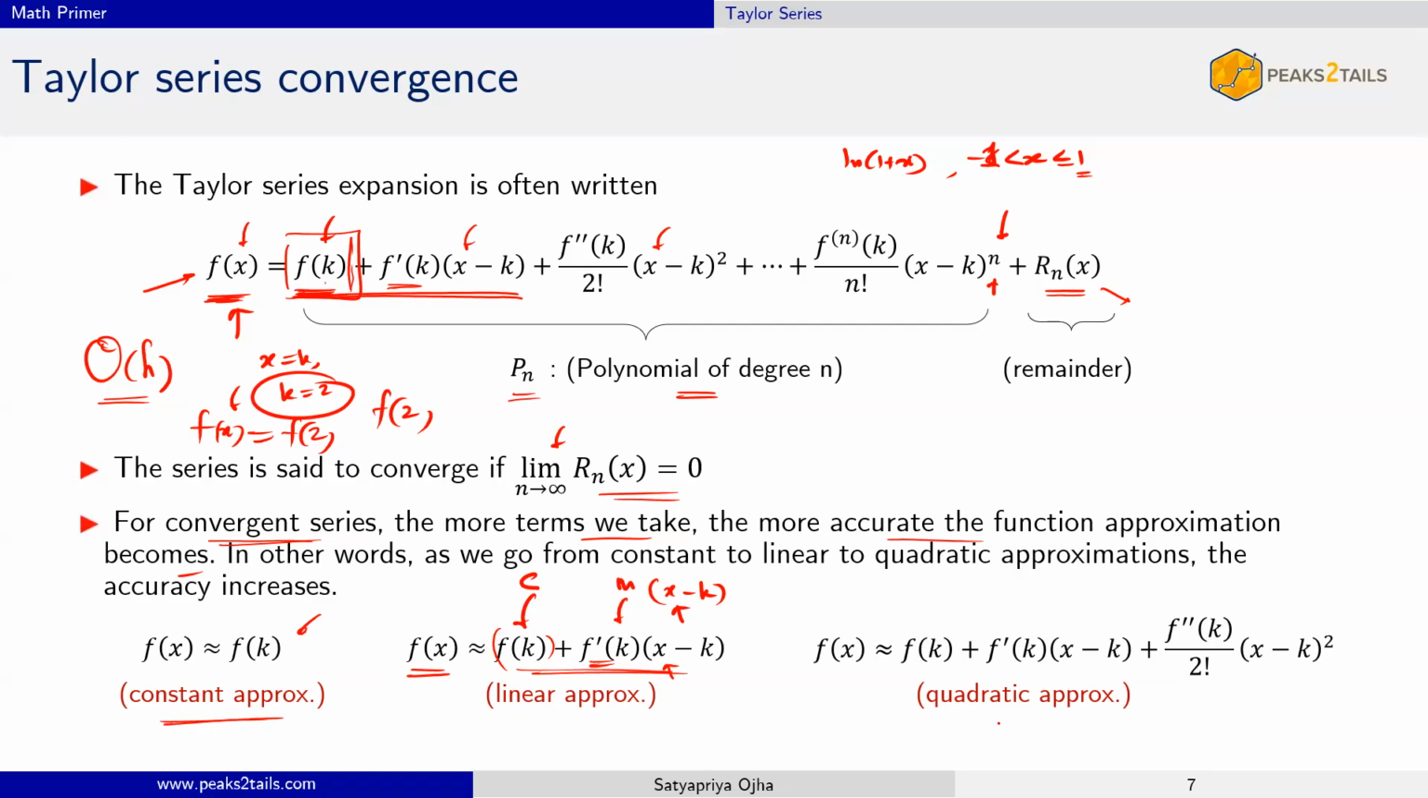Then comes quadratic approximation, when you include more terms: constant term, linear term, and a square term, right? So as you increase the number of terms, your approximation of the true function or the original function improves. You get more and more accurate values. Okay, now let's see this visually.